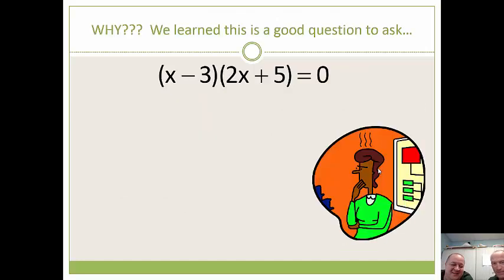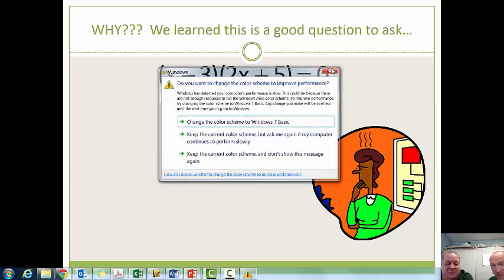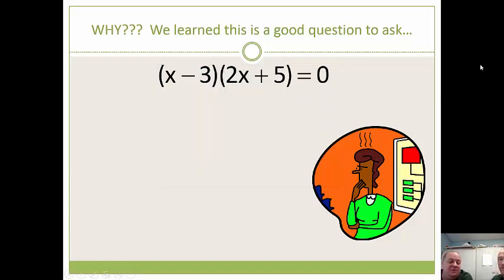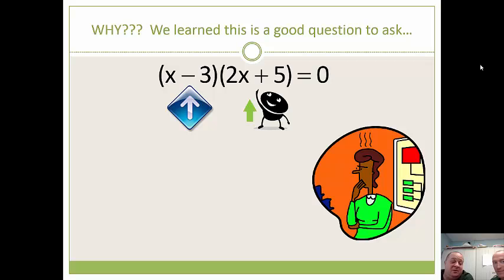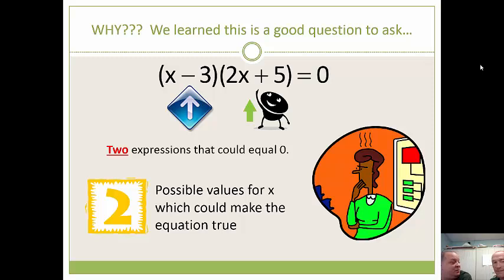On to the next slide. Why? This is a good question to ask. You should always ask good why questions. We have these two different pieces here: an x minus 3 piece, and a 2x plus 5 piece. If either one of them is 0, the whole product is 0. My recommendation is to find the one that's easier, because 2x plus 5 is two-step and could be a little fraction involved, but x minus 3 equals 0 is beautiful and easy. But there are two different possible values for x which could make the equation true.